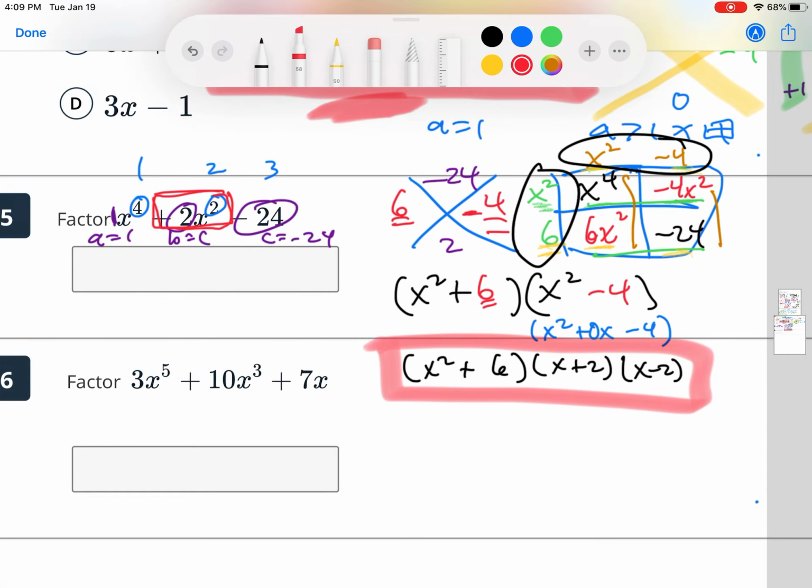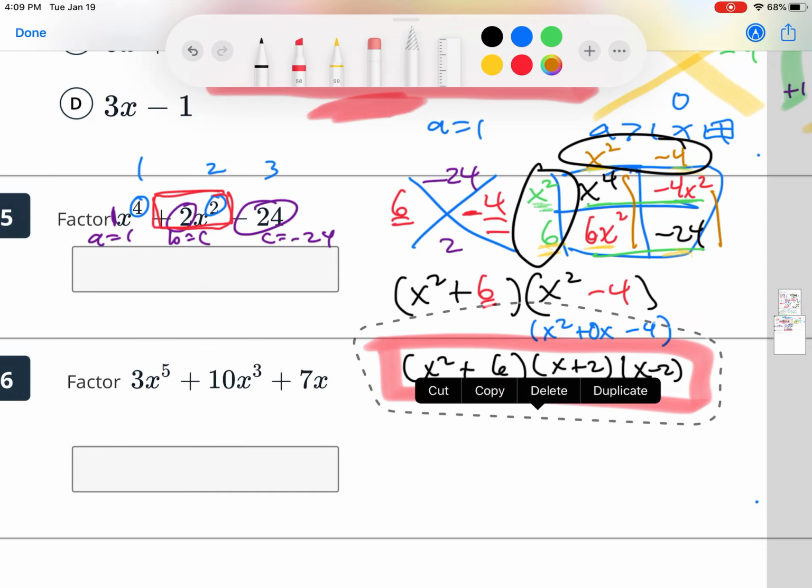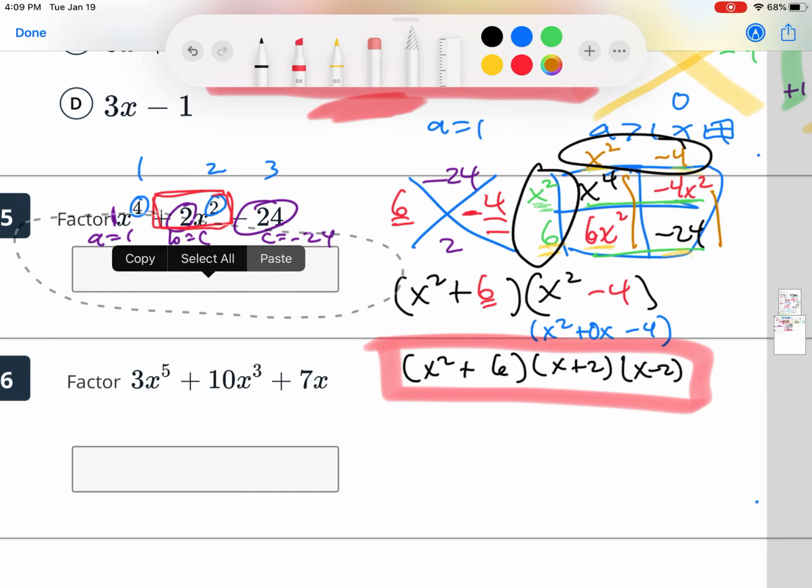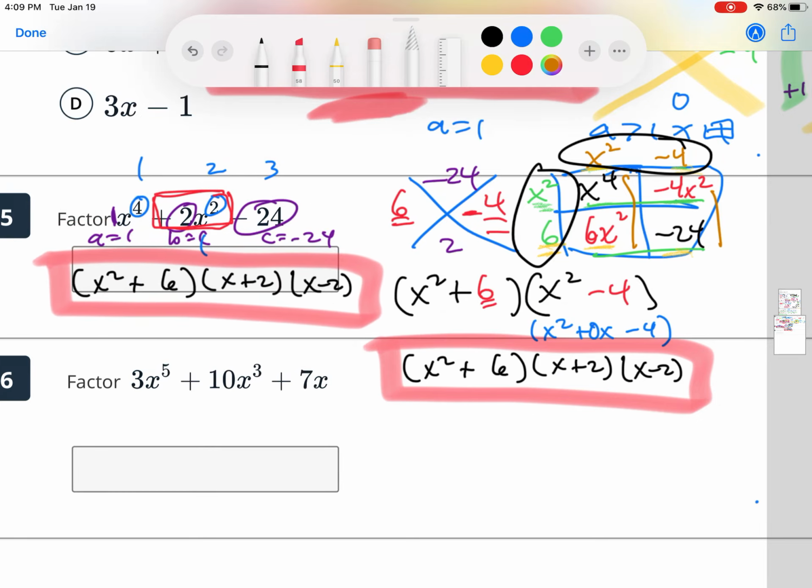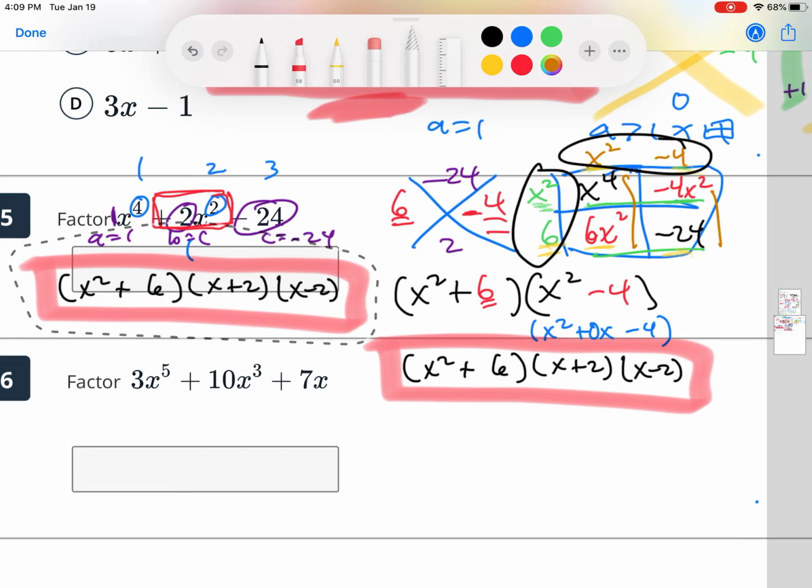And let's use some magic. Ta-da! There's my answer. Just need to erase that little part. And that's my answer. Remember, the order in which you write those binomials or parentheses does not matter. They can be switched position as long as you have all of those.